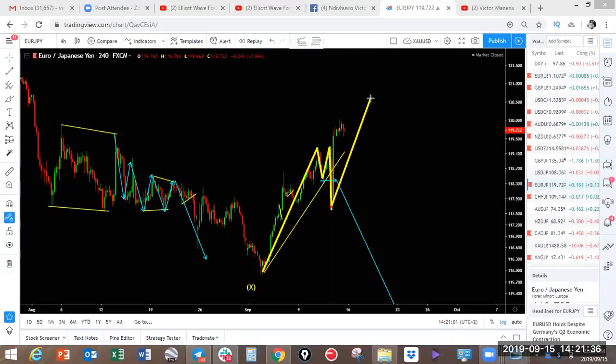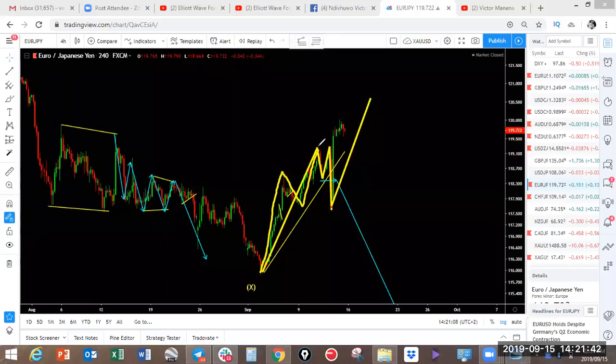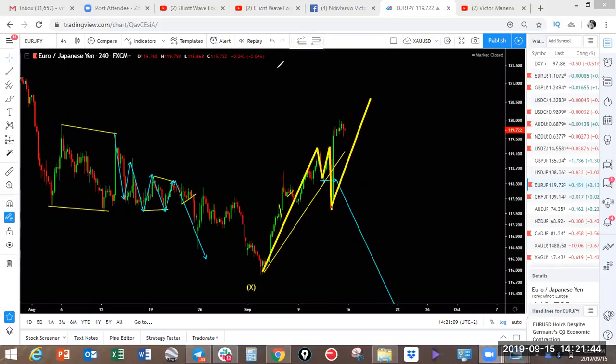This is the structure that you're looking for on the euro, and you see here in the lower degree, this is what you have. You've got 1, 2, 3 to the upside, and then you've got this pullback. And now what are you looking for? You're looking for another 1, 2, 3. So now if you get this correction, that is your last move to the upside in this pair. You can ride this trend on the euro.